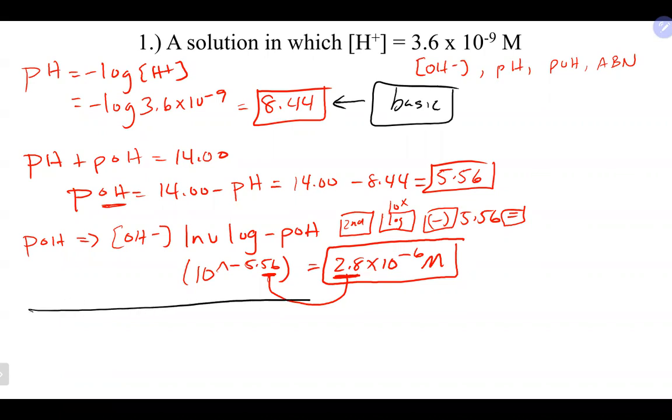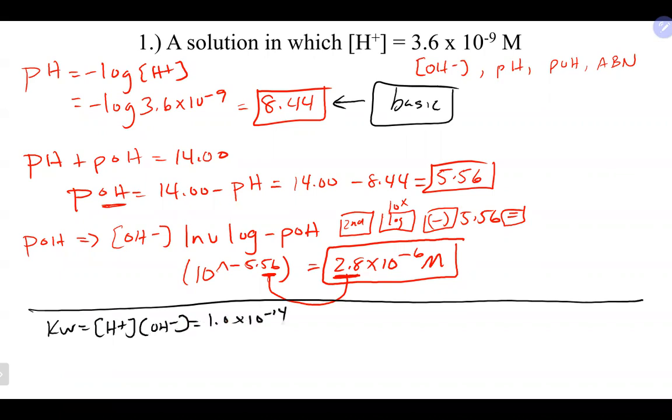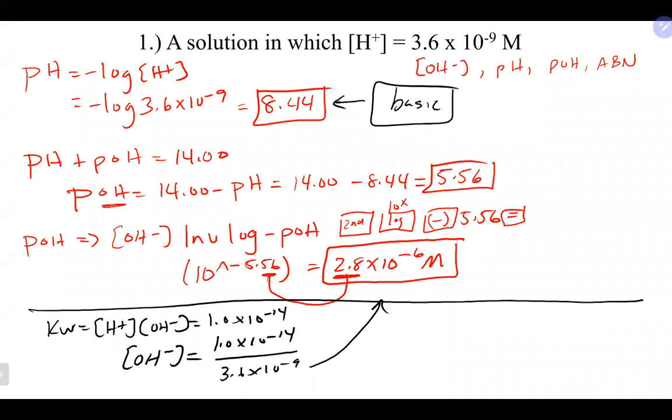Once again, it shows you as well, if you chose to use KW up front, you could have got to the OH minus concentration the same way. The OH minus concentration would equal 1 times 10 to the minus 14 divided by 3.6 times 10 to the minus 9. And again, that should get you up there as well. So that all should get you really the same place. Any questions on any of those numbers there?